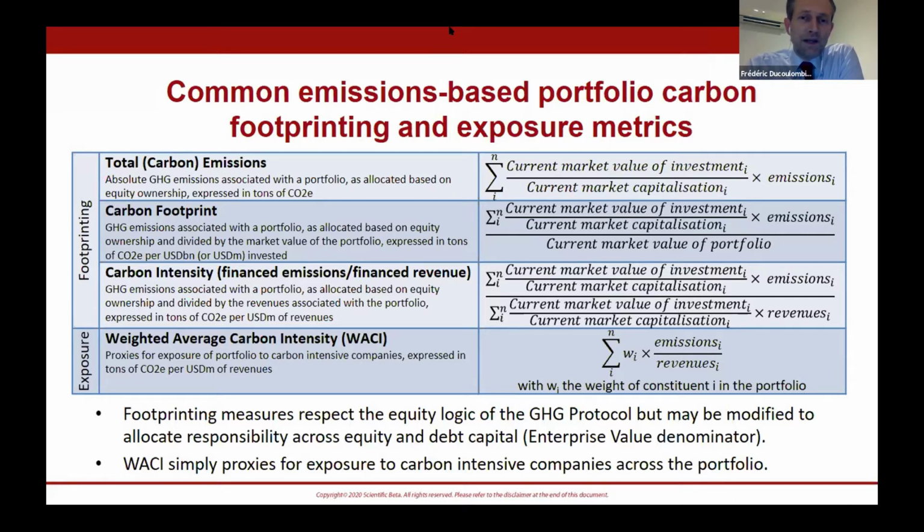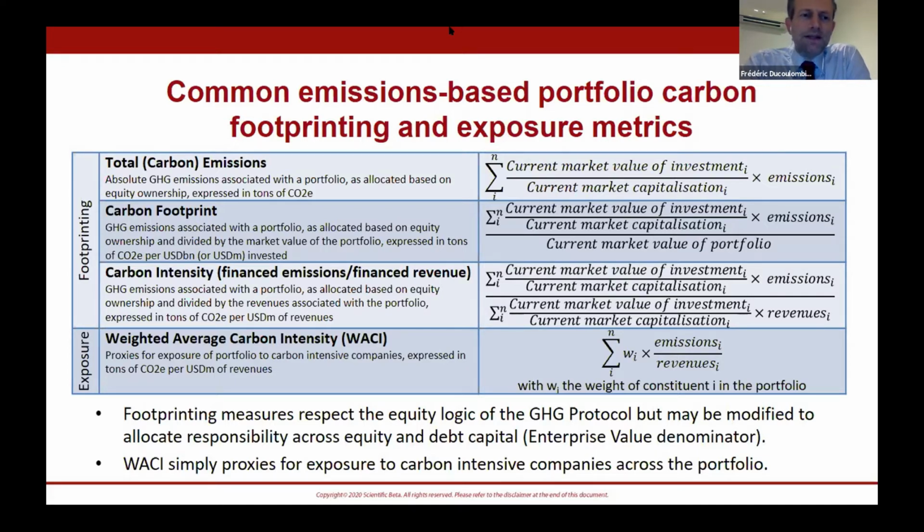Another carbon footprinting metric that has been used relates the emissions that you have financed with your equity investments relative to the revenues that they have generated. The formula is a bit more involved, and that's one of the reasons why it's not so popular. So these three metrics, total emissions, carbon footprint, and carbon intensity, are footprinting metrics. The concern is to allocate the responsibility for the emissions to an investor. The key for allocation is the equity, but you may want to extend this to take into account debt financing. And if you do so, then you'll be getting as a denominator enterprise value if you compute total emissions or carbon footprint. These are carbon footprinting metrics.